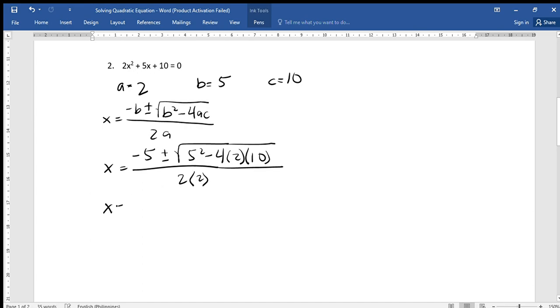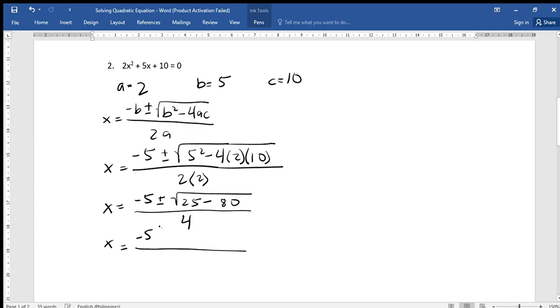So, X is equal to negative 5 plus minus square root of 5 squared is 25 minus 4 times 2 is 8 times 10 is 80. So, 80. Okay, all over 4. Diba? So, x is equal to, lagyan natin ng fraction bar. Negative 5 plus minus square root of 25 minus 80. Mag-negative ulit to.